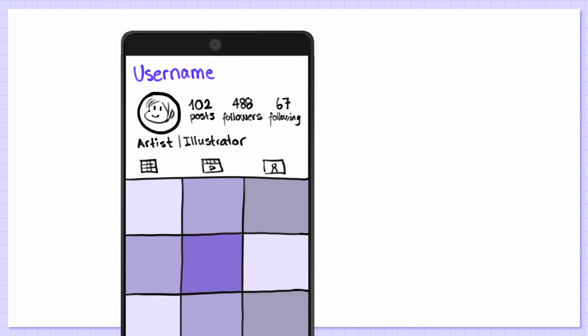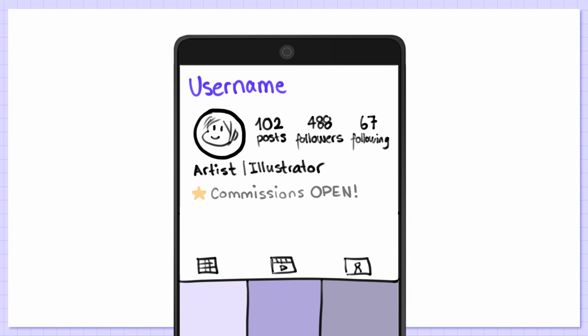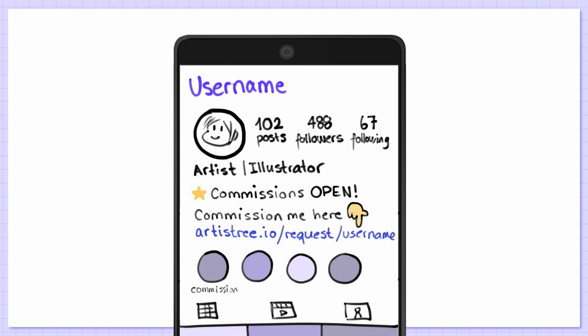And here is some general advice for getting your commissions noticed. First of all, be visible. Make sure you're very clear about your commissions being open. On Instagram, add it to your bio for everyone to see. You can also add a call to action that points towards your Artistree page by including your URL. Create one or multiple stories with your commission info and pin them to your profile. Remember to include the URL to your Artistree page on your stories.